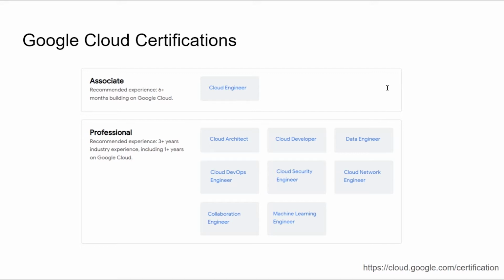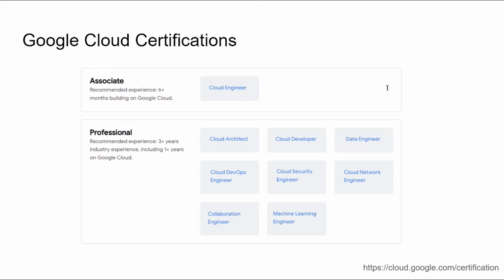The associate level certification is focused on the fundamental skills. So it's deploying, monitoring, and maintaining projects on Google Cloud. This certification is a good starting point for those who are new to the cloud and would like to start their journey with Google Cloud.